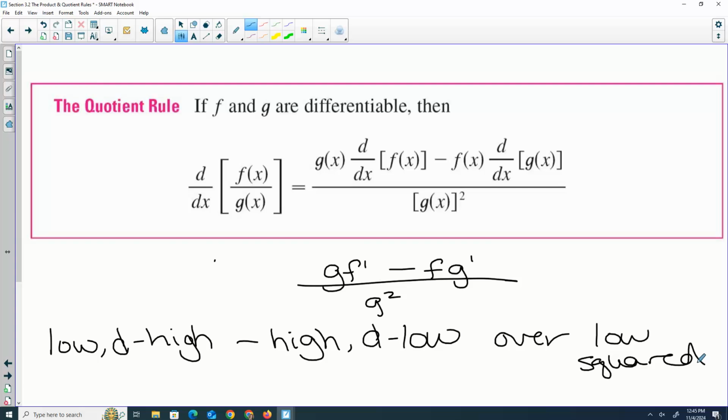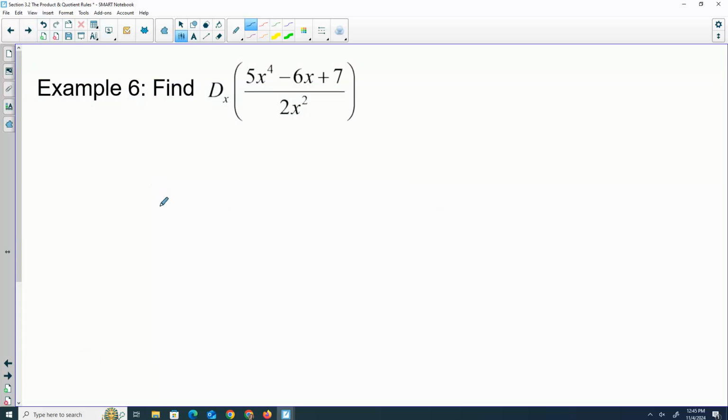It's kind of like the product rule on the top, except there's a minus, so now order does matter. You have to do the derivative of the top one first. So it's the bottom times the derivative of the top, minus top times derivative of the bottom, over the bottom squared. F is the top, G is the bottom.